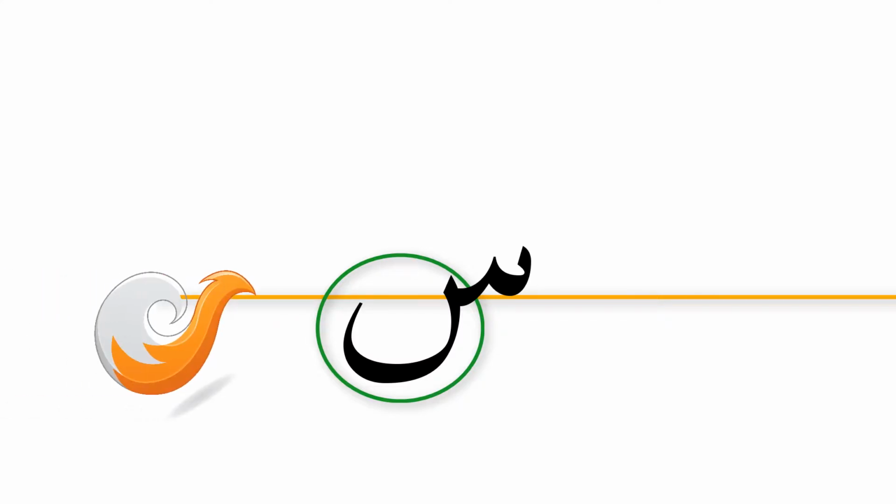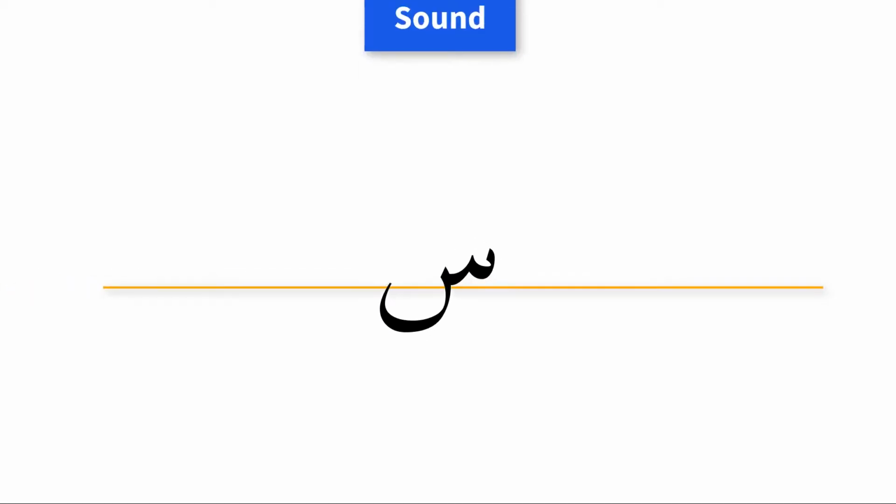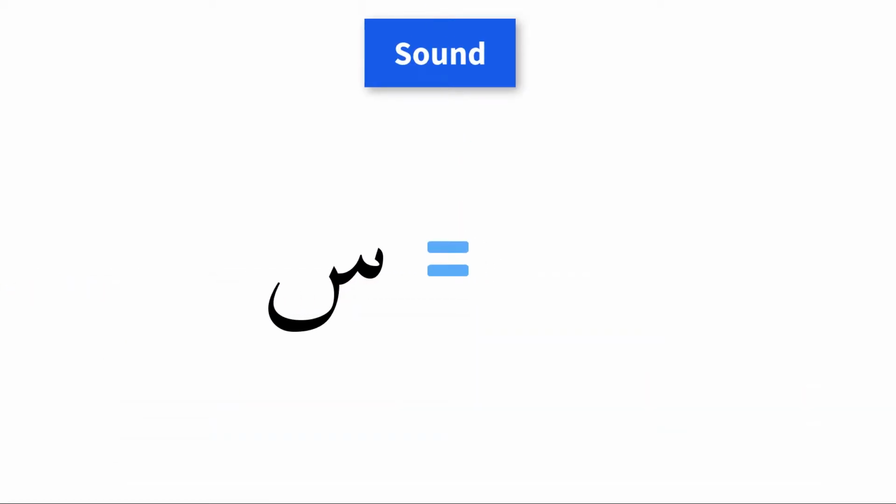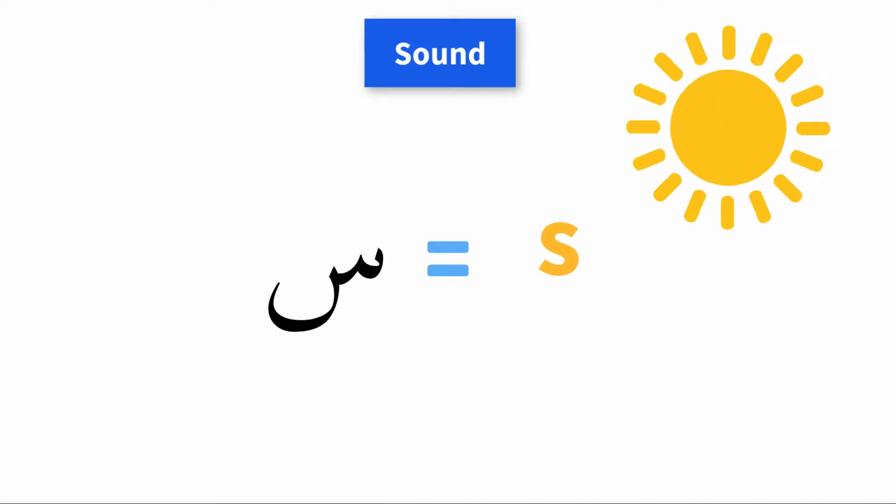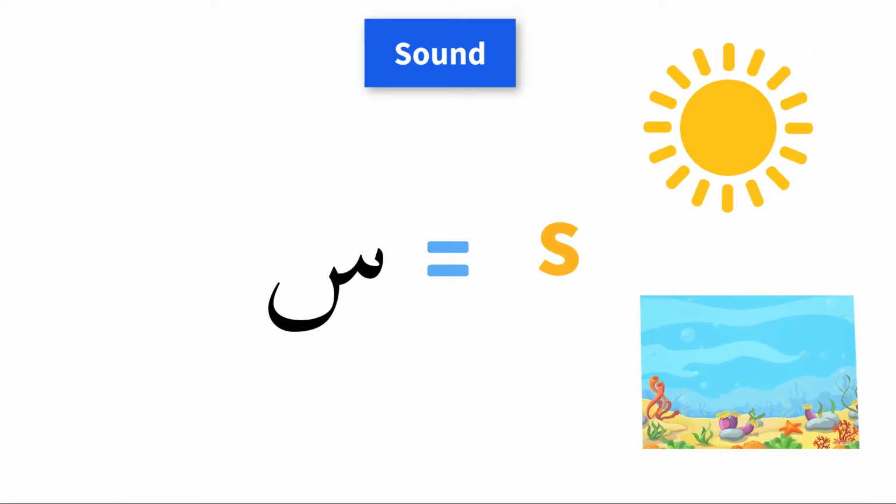The seen is characterized by two small semicircles that combine to look like a W that is sitting on the line, followed by a larger semicircle that extends below the line and returns to finish just above it, what I've termed a tail here. The sound that it produces is equivalent to the English S in words like sun or sea.